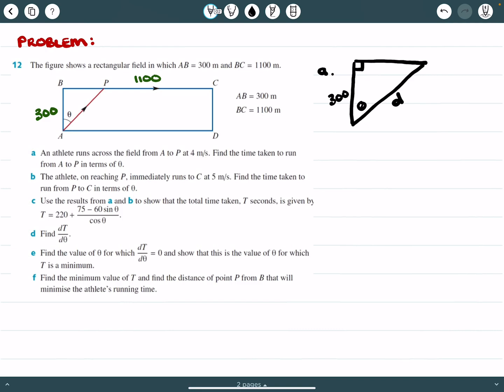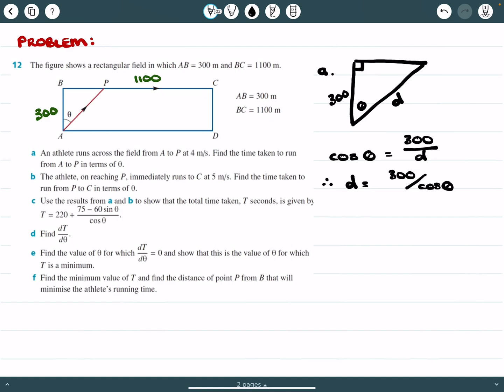Now, I can use my trig ratio. Here I have an adjacent and a hypotenuse. So I'm going to label it as cos theta equals the adjacent, 300, on D. And then I rearrange this expression in terms of D to give me D equals 300 on cos theta.